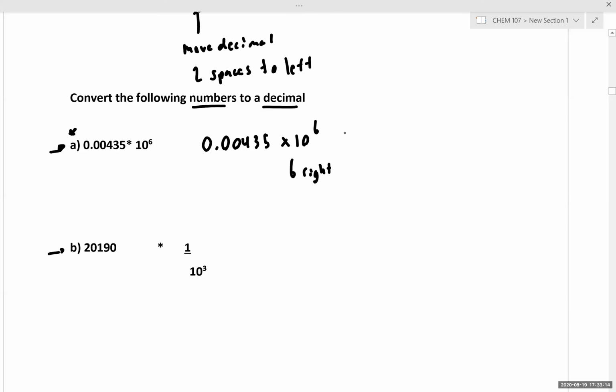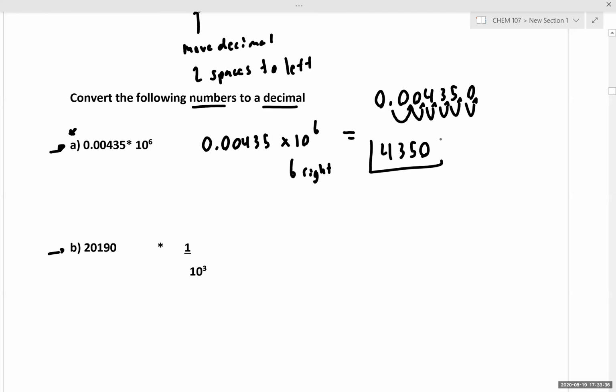Okay. So that in turn gives us 0.00435. So we move our decimal point 1, 2, 3, 4, 5, 6. And we place a 0 at the end as a placeholder. That in turn gives us 4,350. Okay, so that's one method.